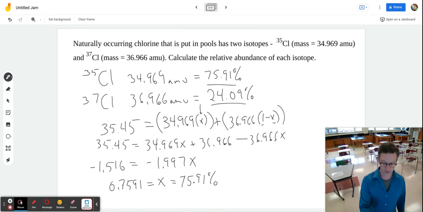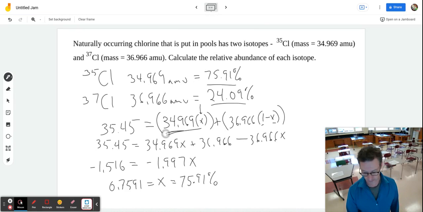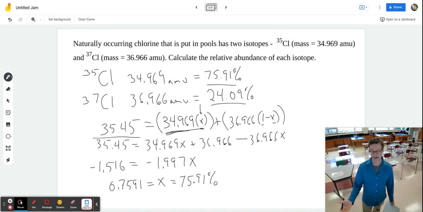That's how you would solve this problem. Again, it's the same formula. Mass times percent abundance plus mass times percent abundance equals average. It's just that in this case, we had the average. We had to work backward to find the percentages.